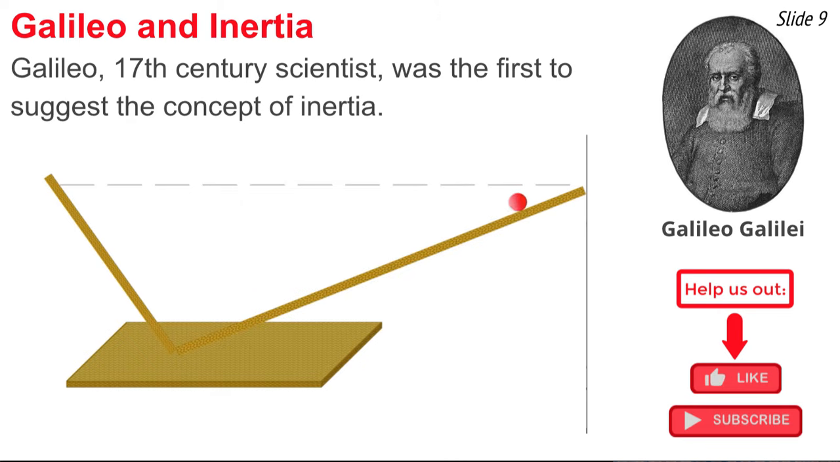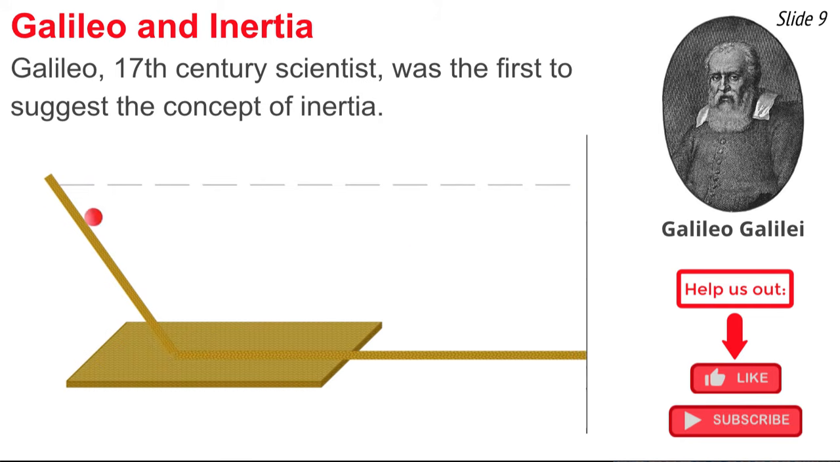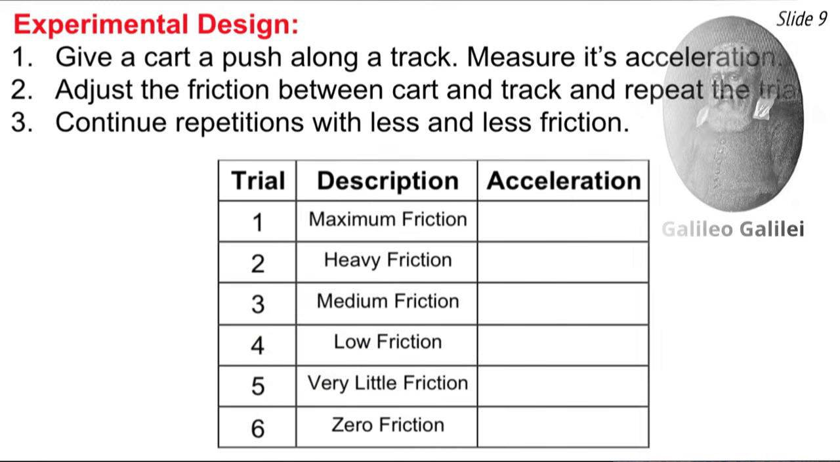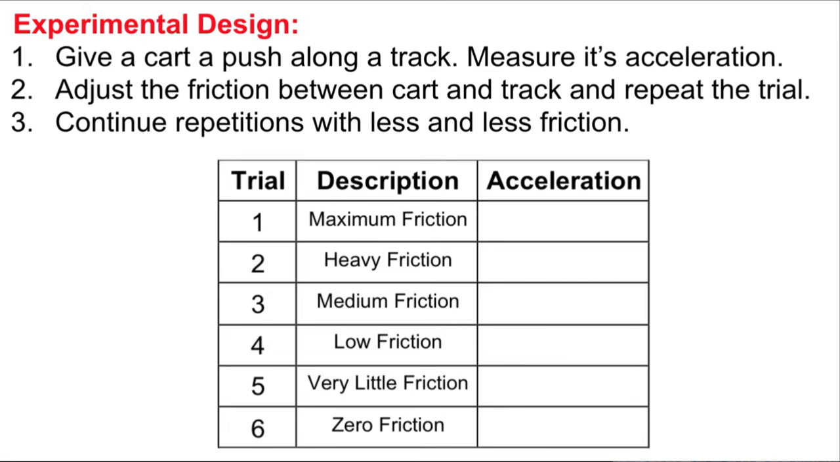It seemed the ball would always roll until it got up to that original height. So he reasoned that if you made that second ramp have a zero angle, the ball would roll forever trying to get up to the original height. The idea being now that an object in motion would continue in motion with the same speed in the same direction forever.